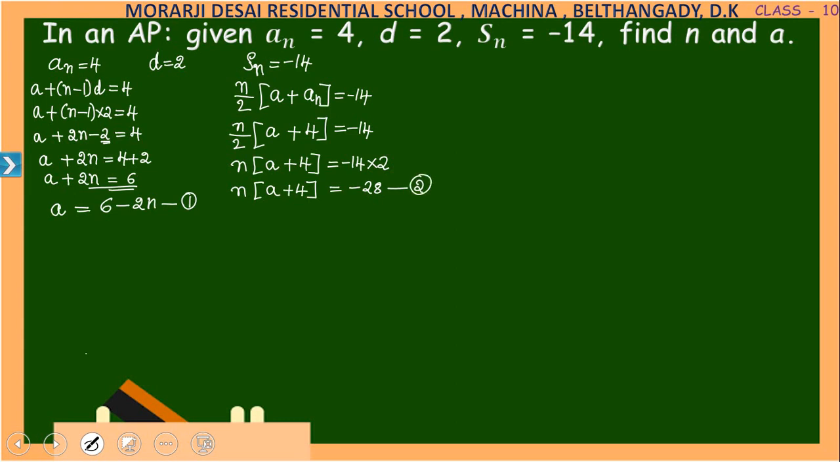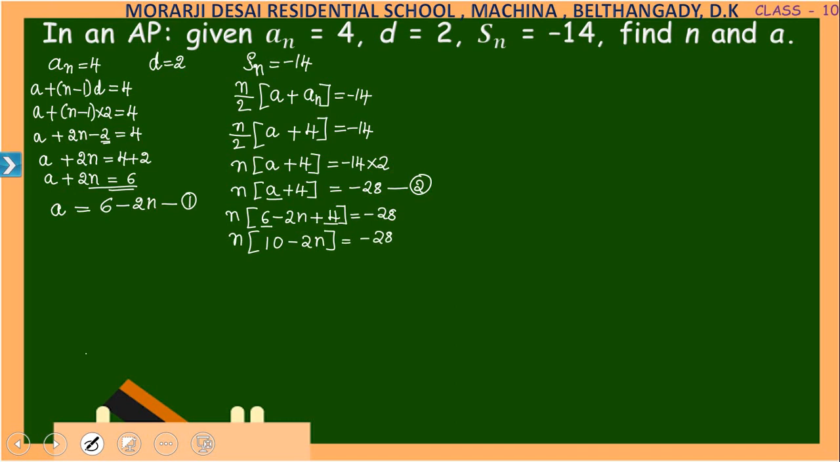Now in the place of a, I have to write 6 minus 2n. See here, in the place of a, I will write 6 minus 2n, 6 minus 2n, then plus 4 is equal to minus 28. Now here we got only one variable, that is n. Now we can solve. See here, n, 6 plus 4 is 10, minus 2n is equal to minus 28.